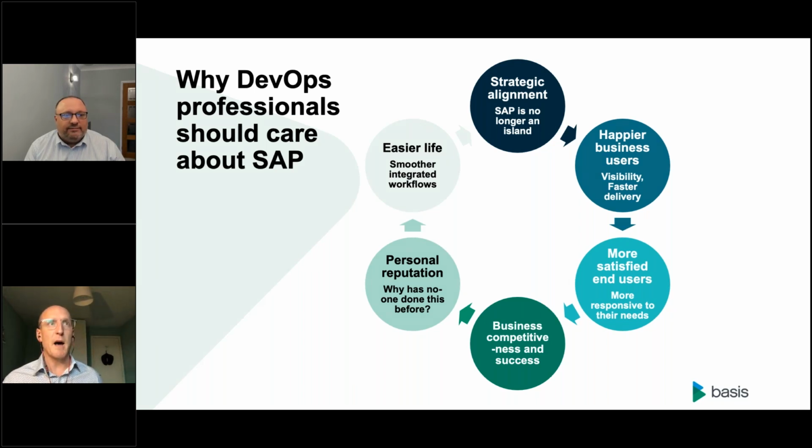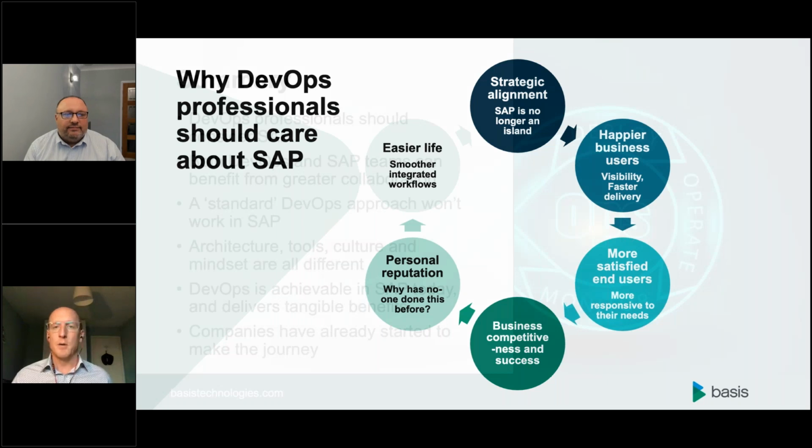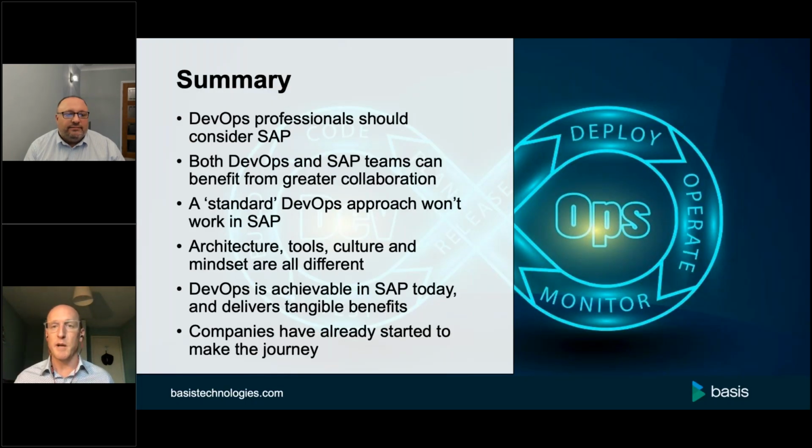So just to wrap that up, what we've covered today, we believe DevOps professionals should be considering SAP because it can be a real benefit to the businesses that they operate in. Both DevOps and SAP teams can benefit from greater collaboration, from working more closely together, and from trying to align SAP more closely with what's happening elsewhere. That standard DevOps approach, there are elements which are similar or the same in SAP, but you can't cut and paste. It's not the same. It's particularly the architecture and tools and somewhat the culture and the mindset that are all different in SAP. But it is achievable. We've been through those couple of case studies.